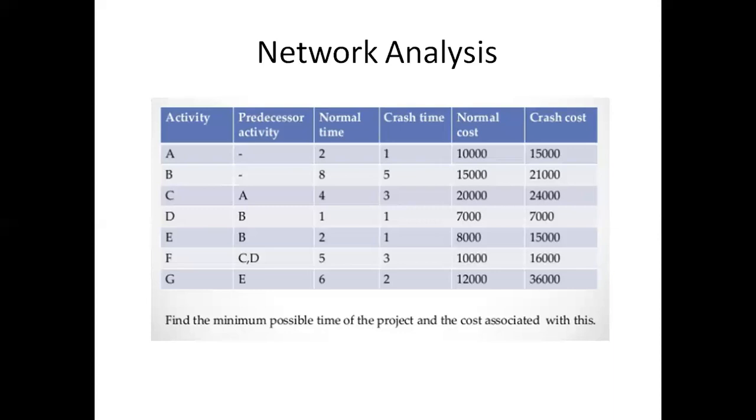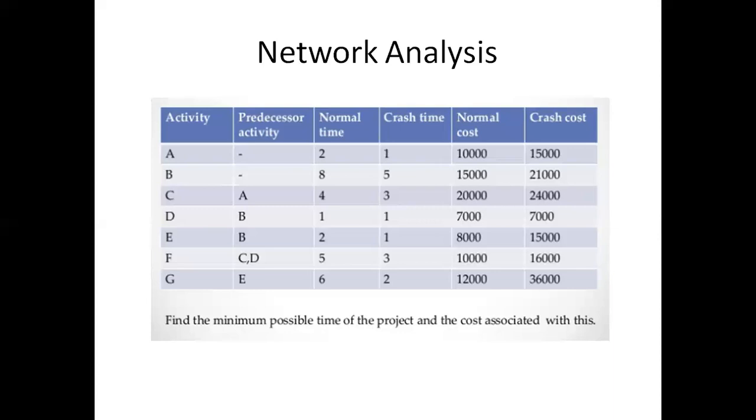Activity C has a previous activity, activity A. Activity D has a previous activity, activity B. Activity E has a previous activity, activity B. Activity F has two previous activities, C and D. And activity G has a previous activity, activity E.